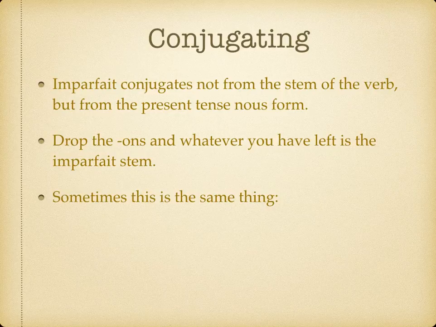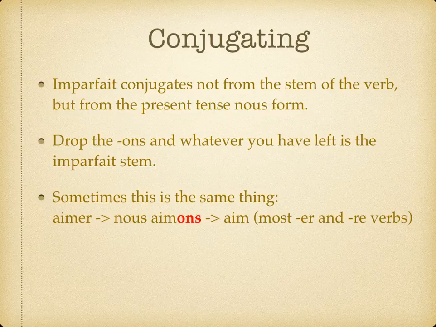verb, because ONS is the nous ending for regular ER and RE verbs. So if we look at an example like aimer, in the present tense we would say nous aimons. By dropping our ONS off, we just end up with the same stem again. This is really, really common for regular ER and RE verbs.